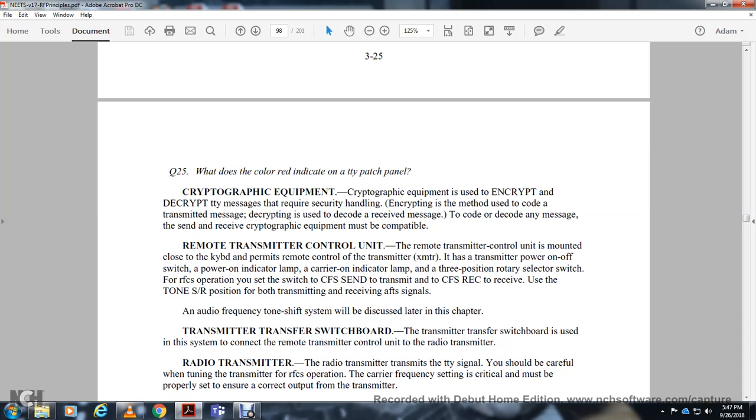Remote transmitter control unit. The remote transmitter control unit is mounted with the keyboard and permits remote control of the transmitter power on and off. The switch has a power indicator lamp, the carrier indicator lamp, and a rotary selector switch for the radio frequency control system.